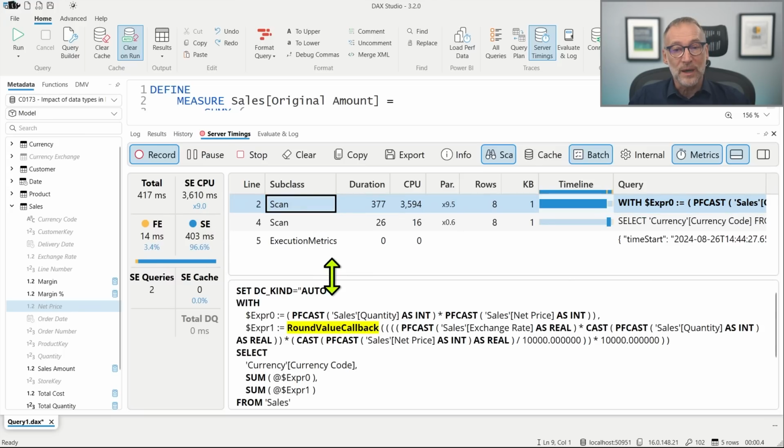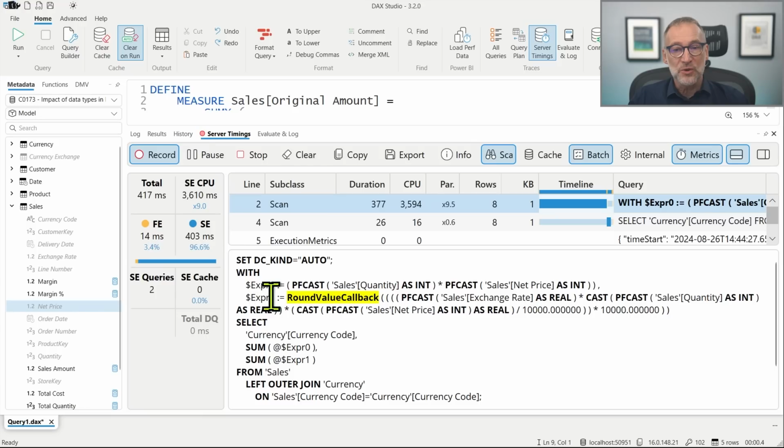If we look at the first one, you see that we have expression 1 that executes a round value callback in order to make this calculation, that is the multiplication that I'm performing, as being executed by the formula engine. So the storage engine asks the formula engine to perform the calculation row by row. And because I'm using a data model that contains 200 million rows in the sales table, this communication between the formula engine and the storage engine is happening 200 million times. That is why I have this large amount for the storage engine CPU.